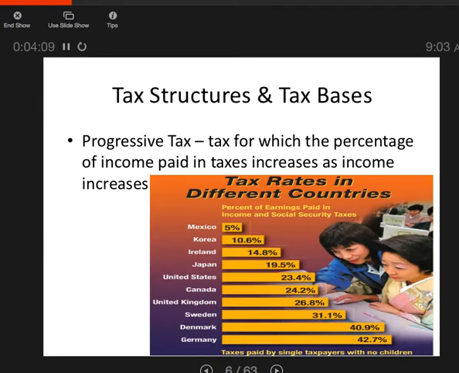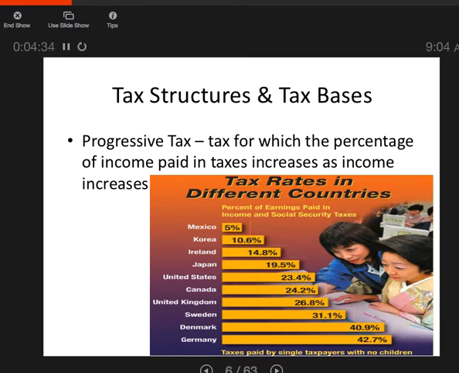All right, so economists put taxes into three different categories, three different tax structures. The first one we have here is a progressive tax. This tax is based on the amount of income that you make. So the more money you make, the higher taxes you have to pay. This is known as an income tax or progressive tax.